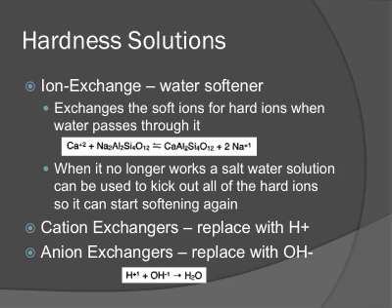Another type of ion exchange is a cation exchange and anion exchange. Basically, these are just more specific forms of this. A cation exchange is we're trying to replace whatever the positive ion is with hydrogen, because then it will form water. Anion exchanges are trying to replace whatever your anion is with oxygen or hydroxide.